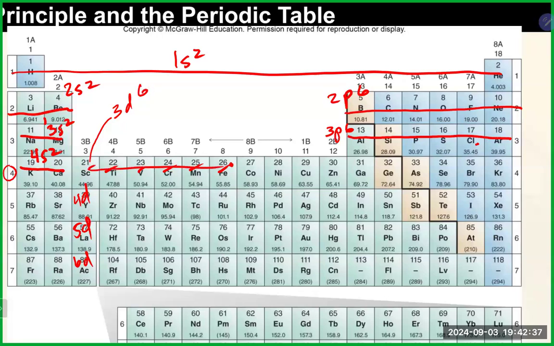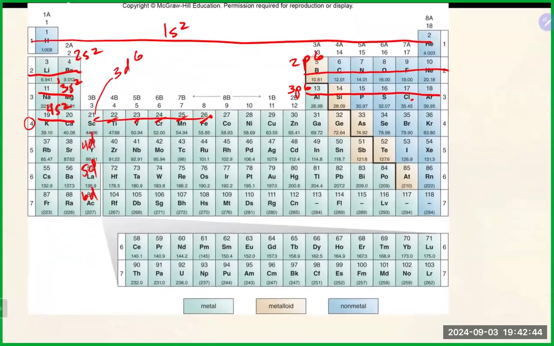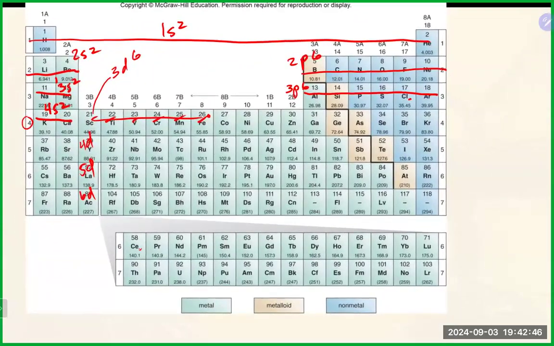So it's very important to remember that it does get a little bit 1 behind as you get to the transition metals. Also, if we get down here, these are the f's down here. And f starts at what energy level? 4th. That's 4f. That is 5f. Those really go over here. That means the 4f really would be right about there, which is 2 behind the period number. And the 5f would also be 2 behind the period number.